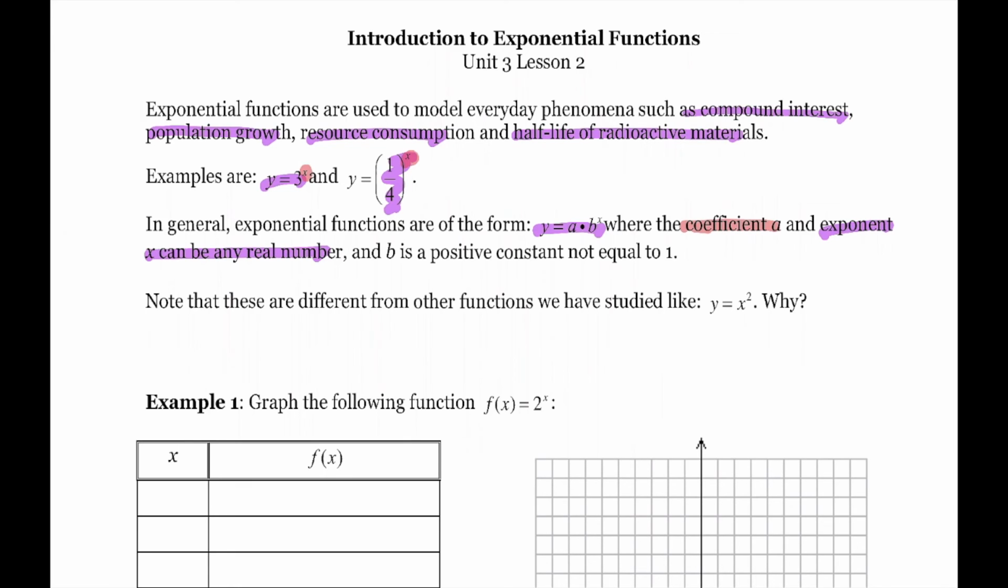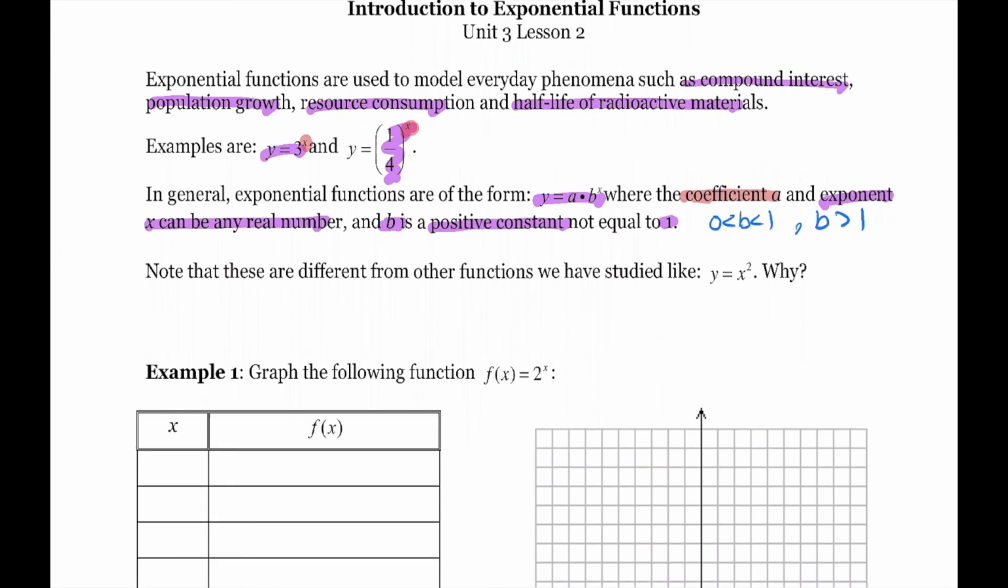And finally, b, or the base, is going to be a positive constant, but it can't be 1. In fact, we'll be very specific in that b must be greater than 0 and less than 1, or it could be strictly greater than 1. We're going to discover that those are the only values of b that we're actually interested in.